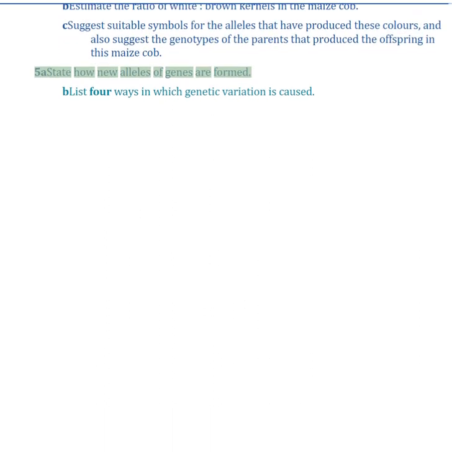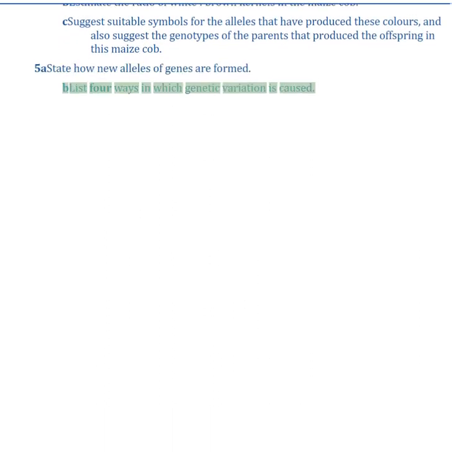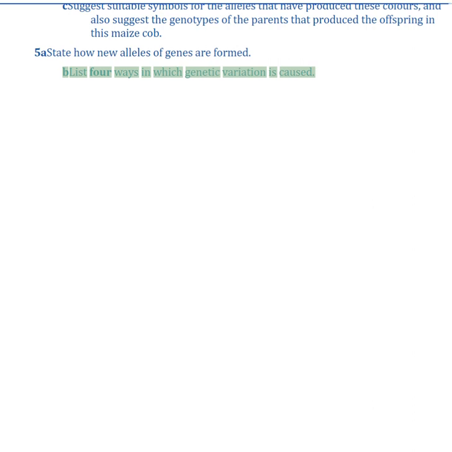5. A. State how new alleles of genes are formed. B. List 4 ways in which genetic variation is caused.